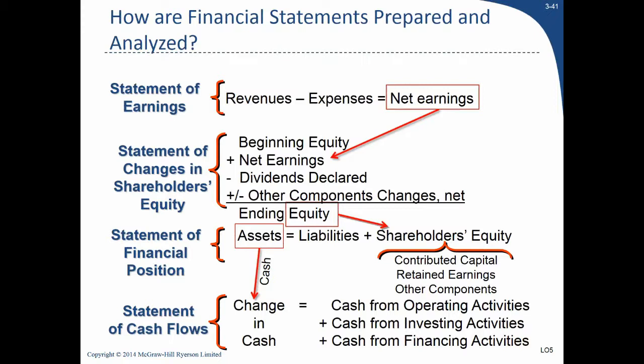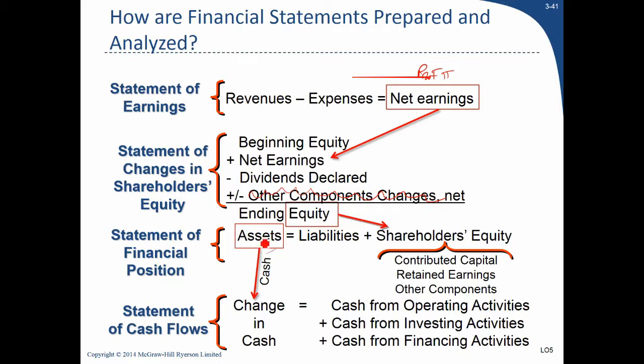Okay, so this goes back to those relationships. Statement of earnings is revenues minus expenses, which will give you net earnings or profit. Sorry, guys, for all the lines. But net earnings is profit. The profit goes to your statement of changes in shareholders' equity, right? You start with beginning equity. You add net earnings, subtract dividends. Don't worry about the other components. That'll give you your ending equity balance. That ending equity balance is just your shareholders' equity, right?